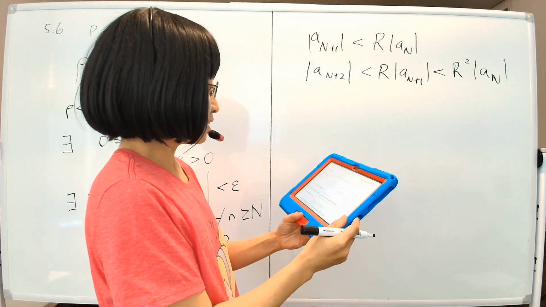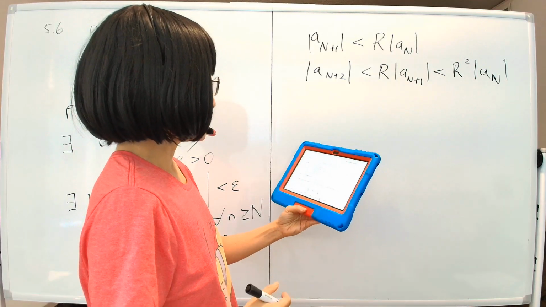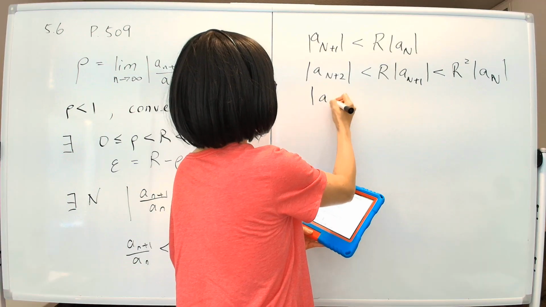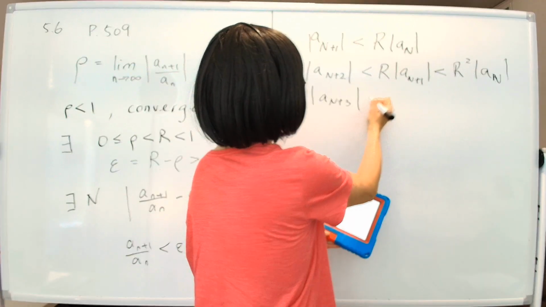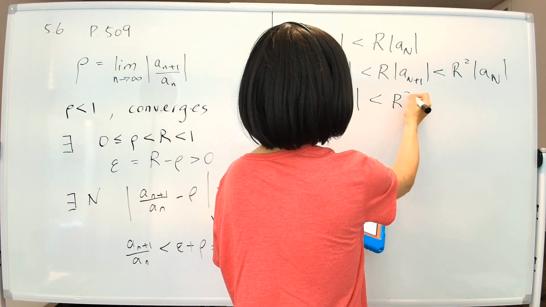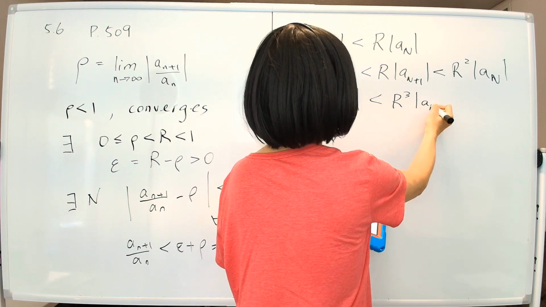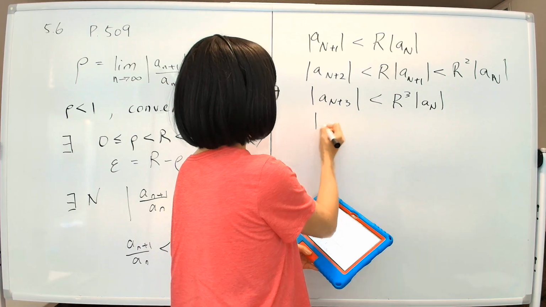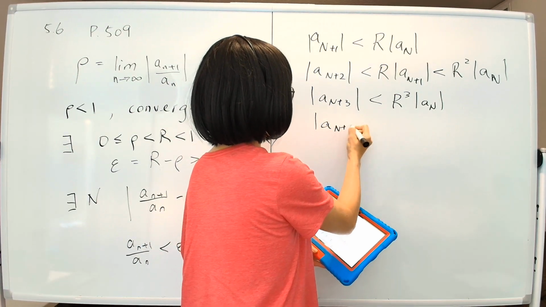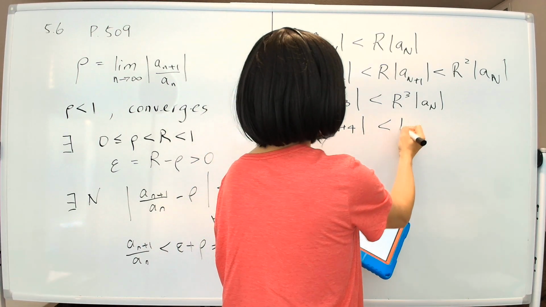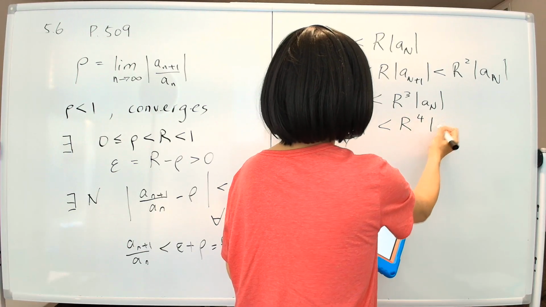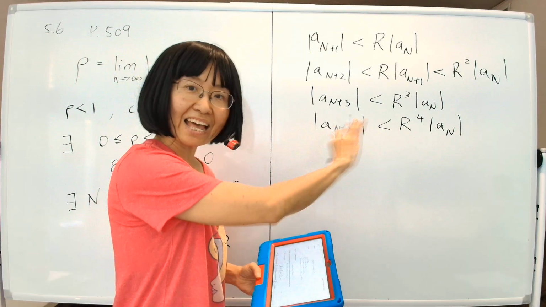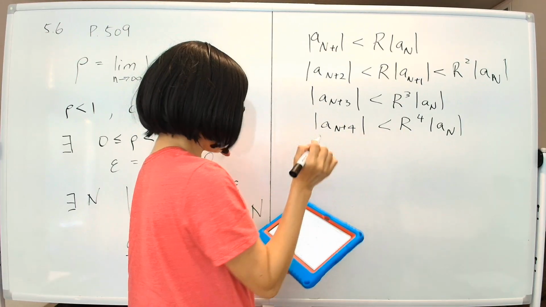And then the third line, so as you can see where this is going, eventually a_(N+3) is less than R to the power 3 a_N, okay, when you keep applying the same formula, right? And similarly, then a_(N+4) is less than R to the power 4 a_N. When you add all this stuff up, so then let's add stuff up. So all these get added on one side.